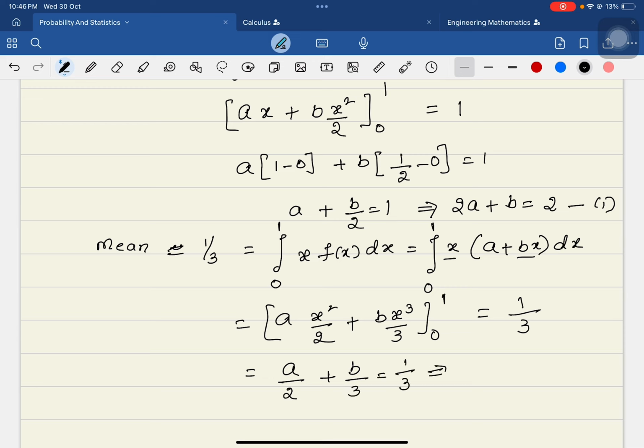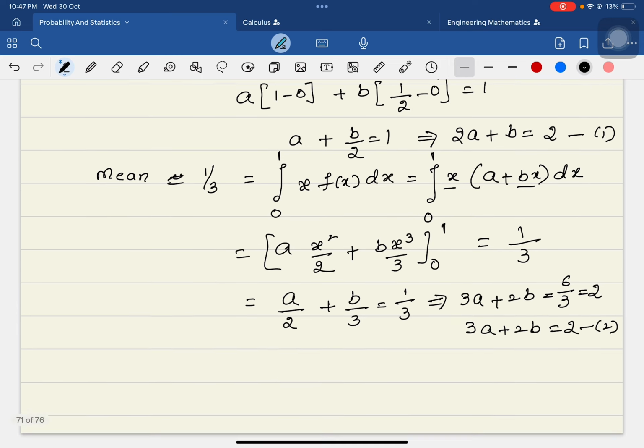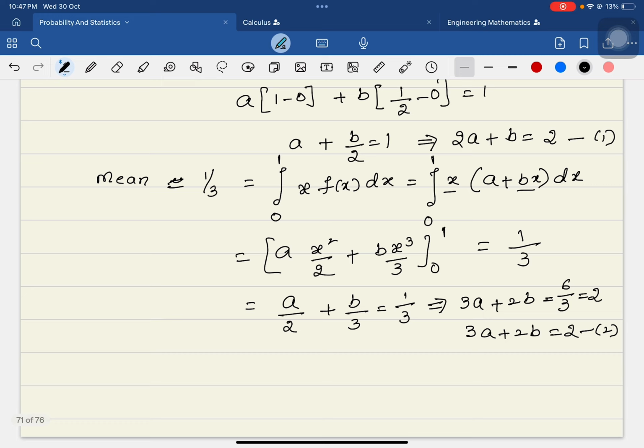Now what does it give you? It is 3a plus 2b over 6 equals 1 by 3. Taking the 6 to the other side, the equation is 3a plus 2b is equal to 2. Now solve equations 1 and 2, and you will get the values of a and b. By solving, you will get a as 2 and b as minus 2. You can put the equations in the calculator and find the values of a and b.